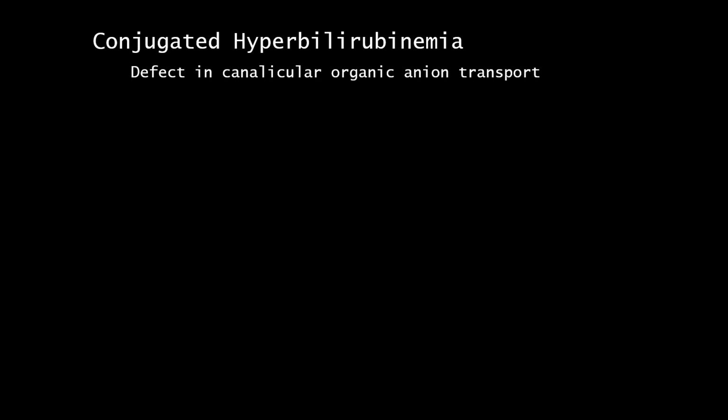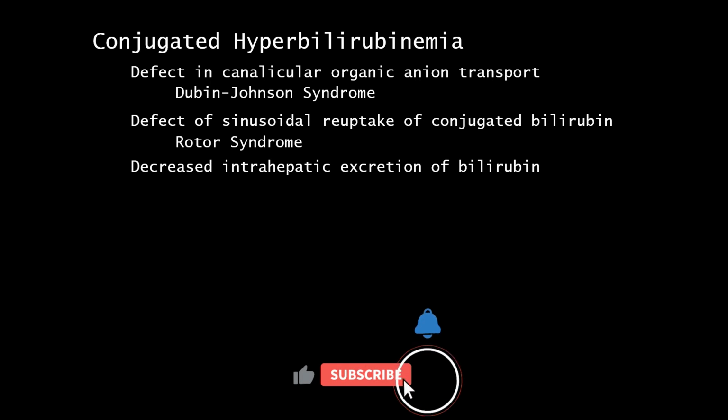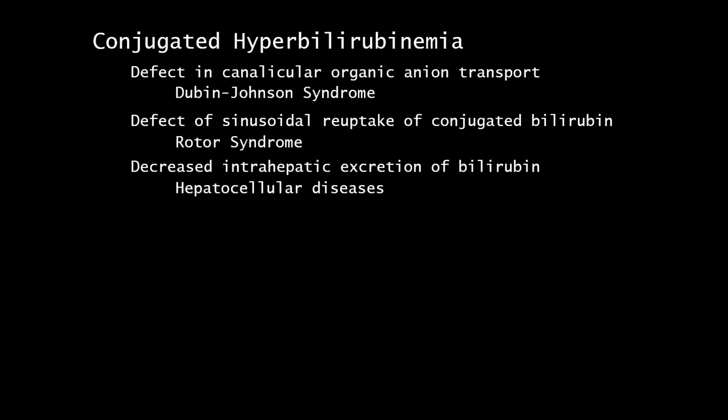Defect in canalicular organic anion transport in Dubin-Johnson syndrome. Defect of sinusoidal reuptake of conjugated bilirubin in Rotor syndrome. Decreased intrahepatic excretion of bilirubin due to hepatocellular diseases such as viral hepatitis A/B/D, alcoholic hepatitis, cirrhosis, non-alcoholic steatohepatitis, Epstein-Barr virus, cytomegalovirus, herpes simplex virus, Wilson disease. Cholestatic liver diseases like primary biliary cholangitis and sclerosing cholangitis.